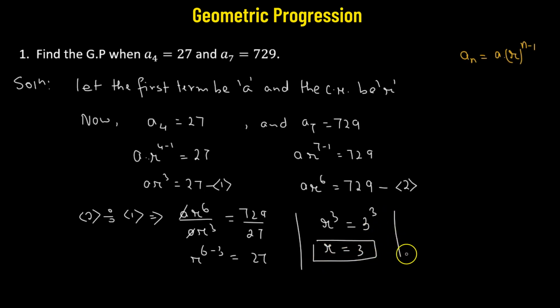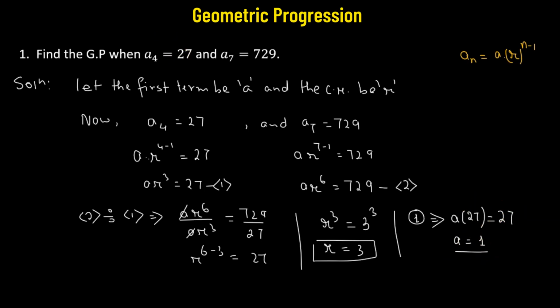Now we can obtain the value of a either by equation 1 or equation 2. Equation 1 will be much simpler. So let's use equation 1. We have a times r cubed. So r cubed is 27, so a times 27 equals 27. That means the first term has a value of 1.